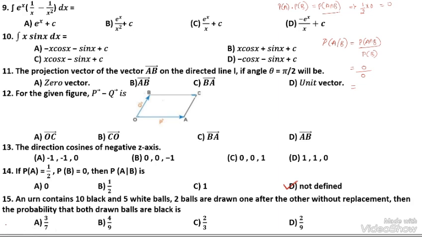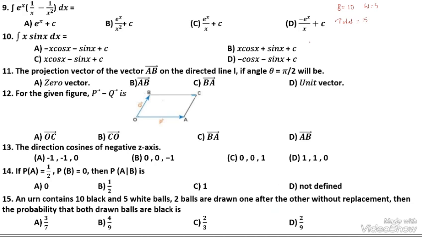Here, an urn contains 10 black and 5 white balls. Here, there are totally 15 balls. Black balls are 10 and white balls are 5. Total number of balls is 15. It means the sample space is 15. We have to draw 2 balls, one after the other without replacement. Then the probability that both drawn balls are black.